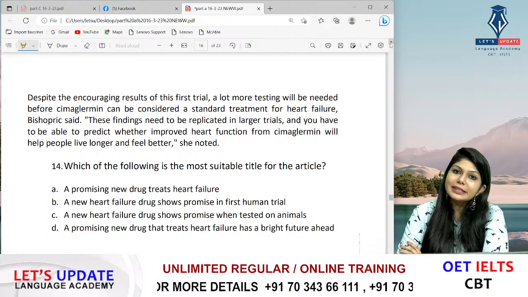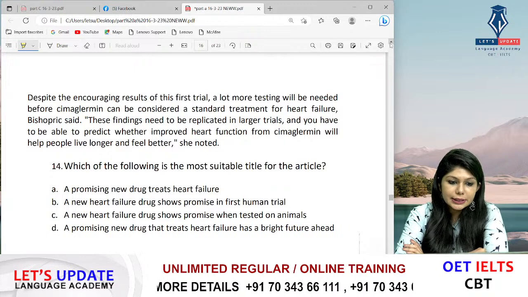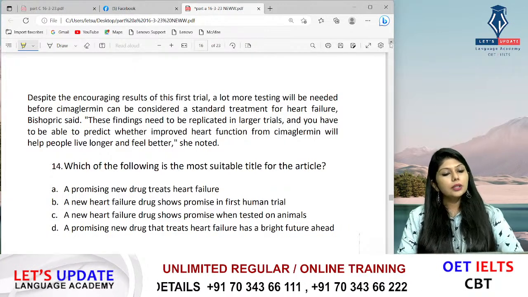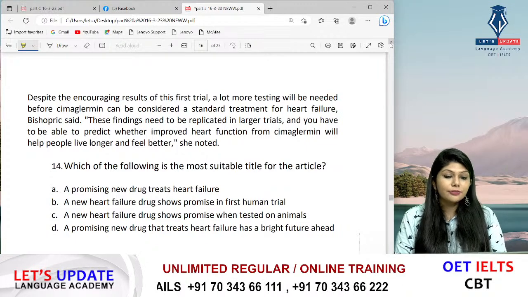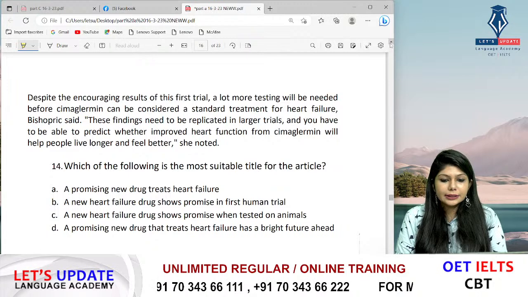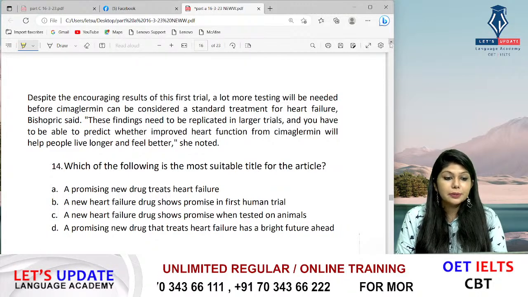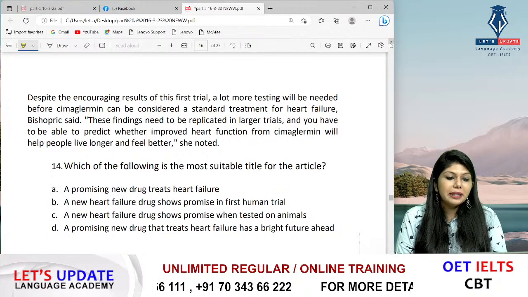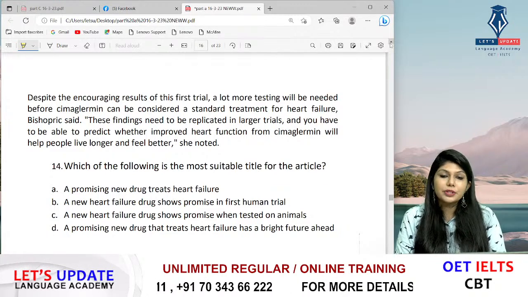Okay, so now let's read it together. Despite the encouraging results of this first trial, a lot more testing will be needed before it can be considered a standard treatment for heart failure. So these findings need to be replicated in larger trials, and you have to be able to predict whether improved heart function from a drug will help people live longer and feel better, she noted.